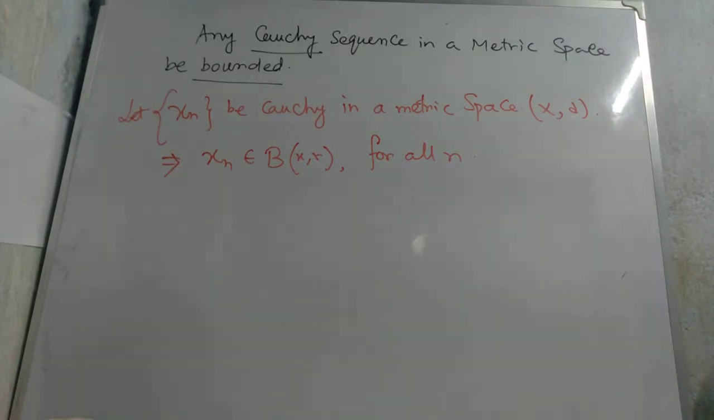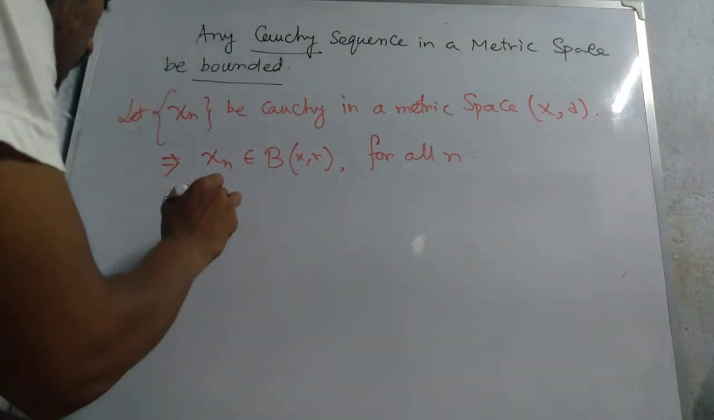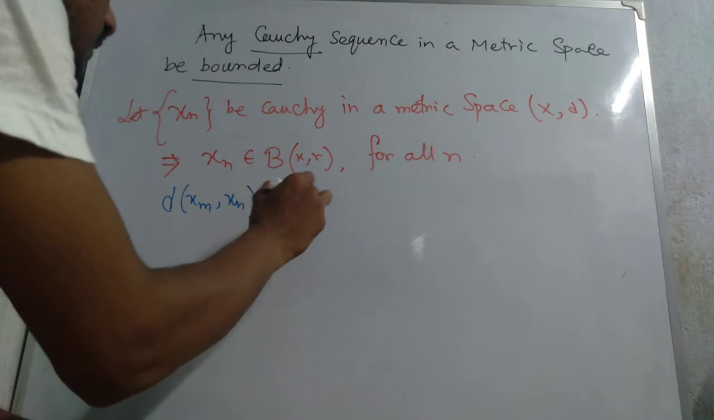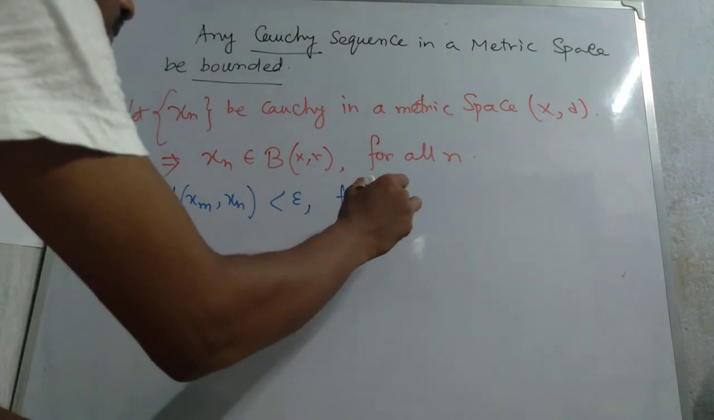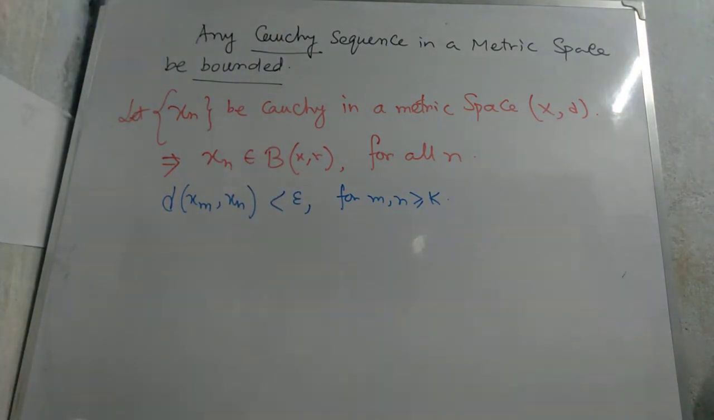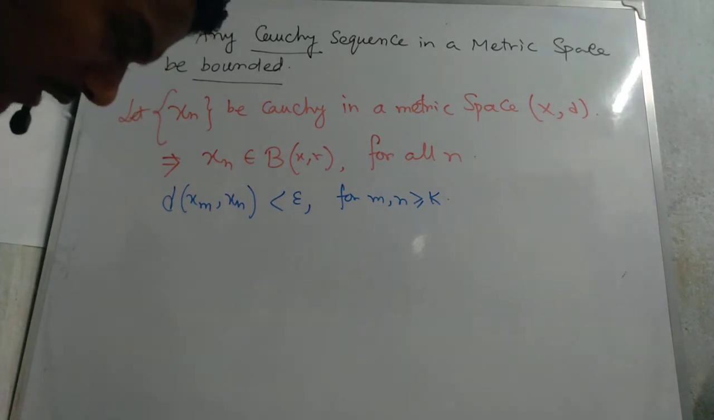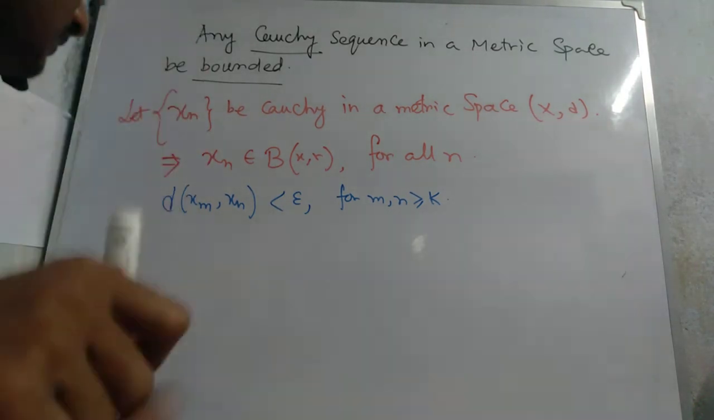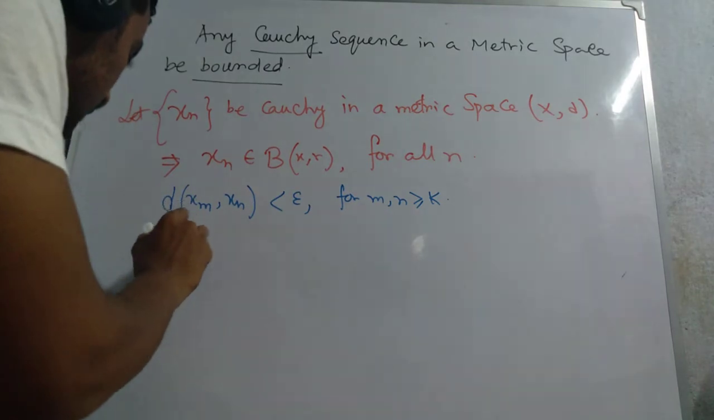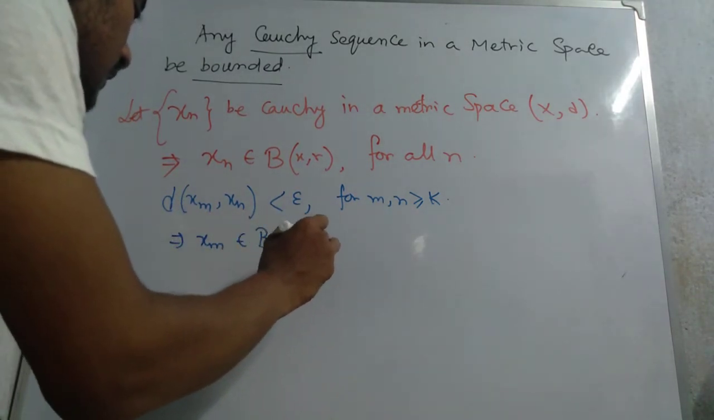So how do we prove it? We know that Cauchy means d(x_m, x_n) less than epsilon for all m, n greater than or equal to k. That means x_m belongs to this ball B(x_n, r). This implies that x_m belongs to B(x_n, epsilon).